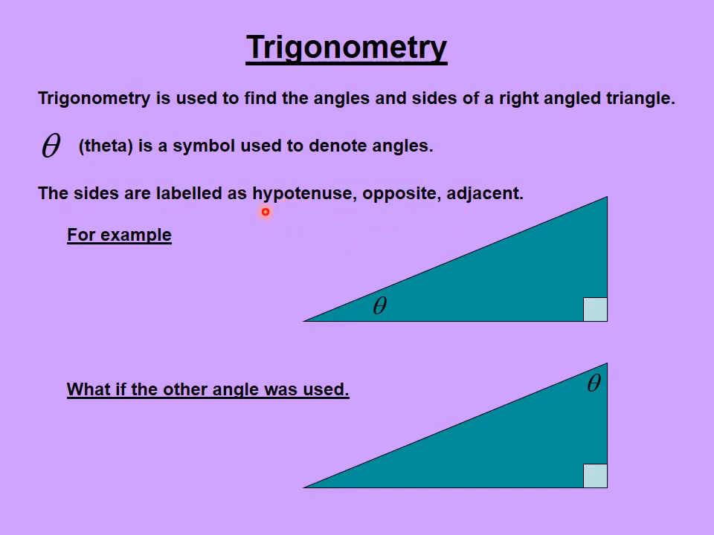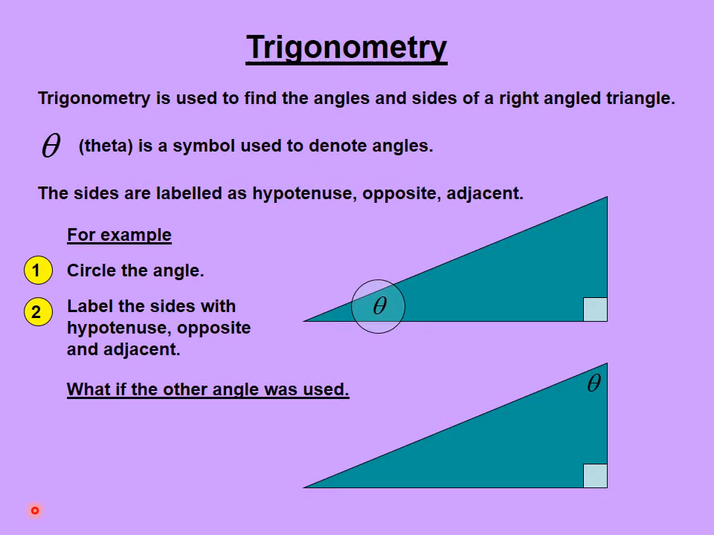And when you're doing your homework, you can just write H, O, and A for short, because otherwise it becomes a lot of writing. So let's go ahead and look at this first example, this triangle here. It tells us to circle the angle. Okay, so we'll go ahead and do that. And the next step is we want to label the sides with the H, O, and the A.